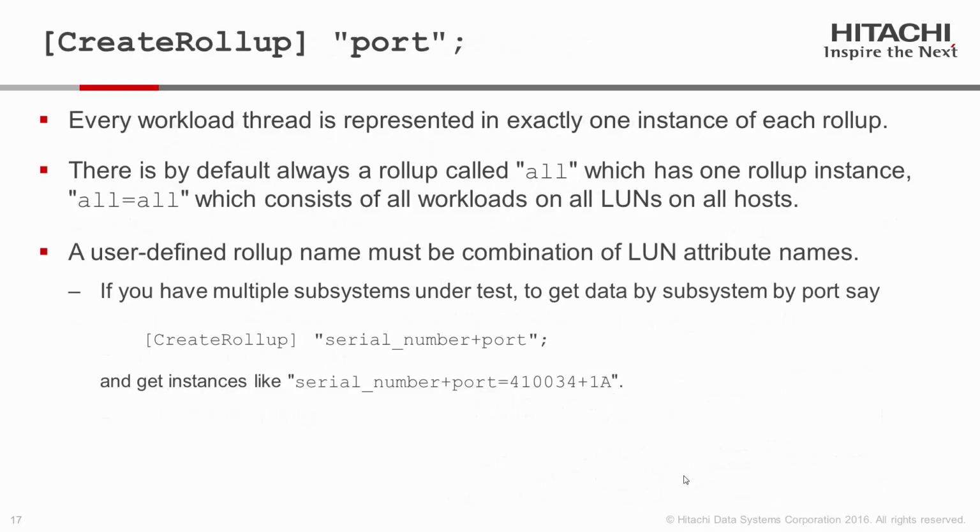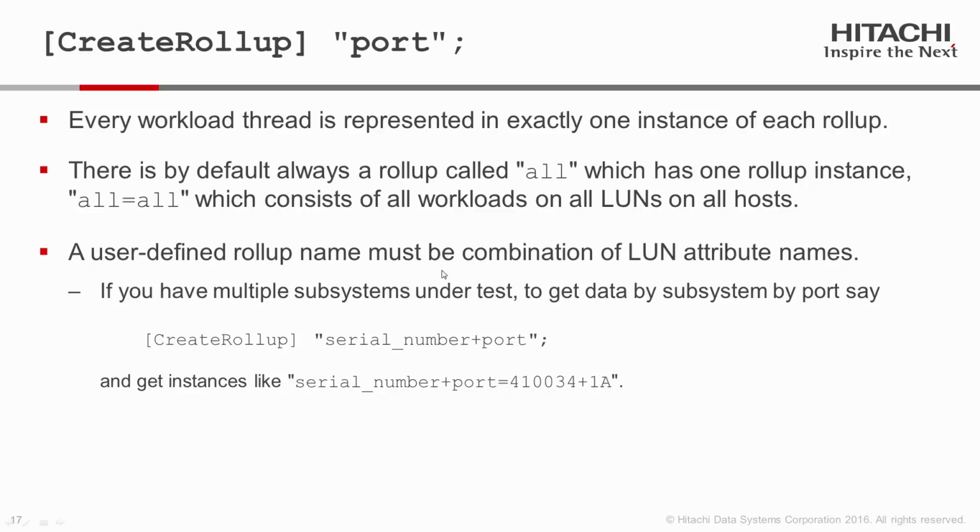Okay, the core of how everything in Ivy works is the rollup. Every workload thread on every test host is represented in exactly one instance of each rollup. There is, by default, always a role called all, which has one rollup instance, all equals all, which consists of all workloads on all LUNs on all test hosts. Then from there, you can define further rollups.